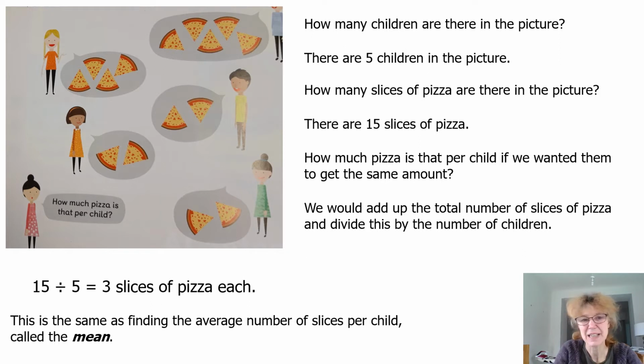This is the same as finding the average number of slices per child. And in this case, we call that average the mean. So the mean number of slices of pizza is 3 in this example.